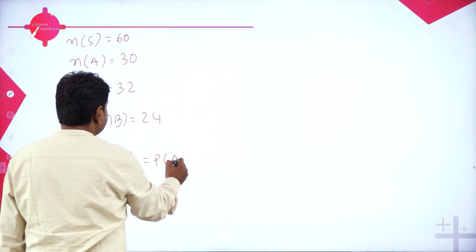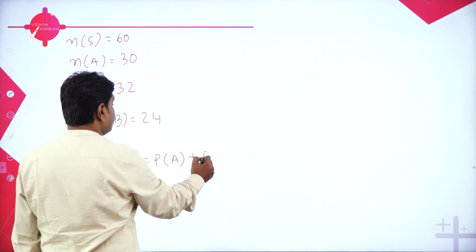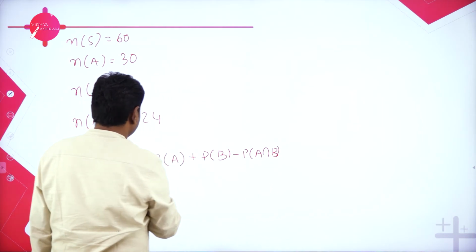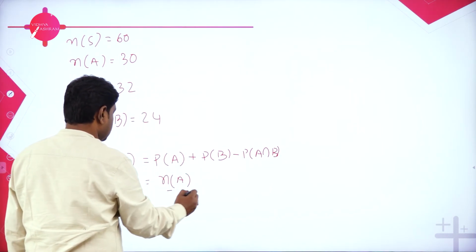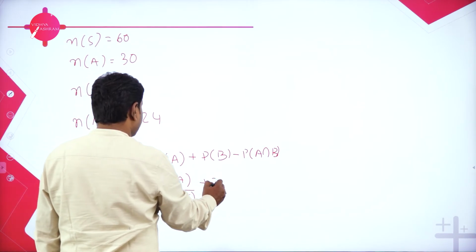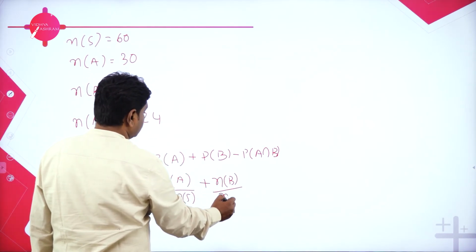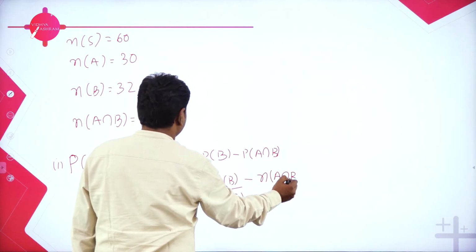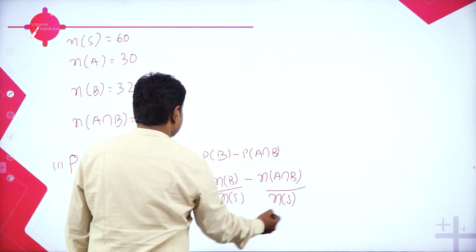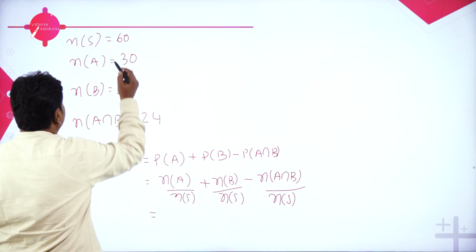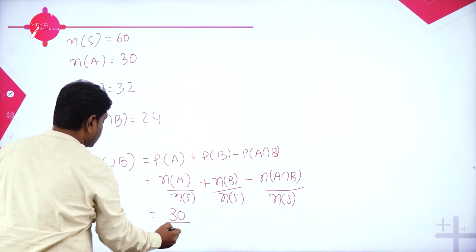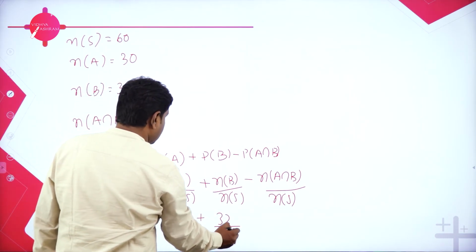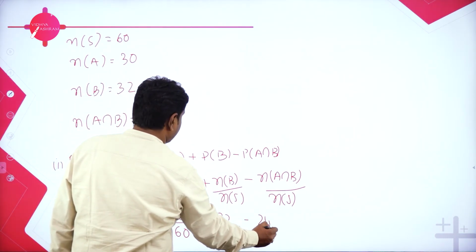P of A union B is P of A plus P of B minus P of A intersection B. And what is P of A? That is N of A by N of S. What is P of B? N of B by N of S. You know the basic definition. What is this? N of A intersection B divided by N of S. So P of A, number of elements in set A is 30. Total is 60, 30 by 60, P of B is 32 by 60, and intersection is 24 by 60.